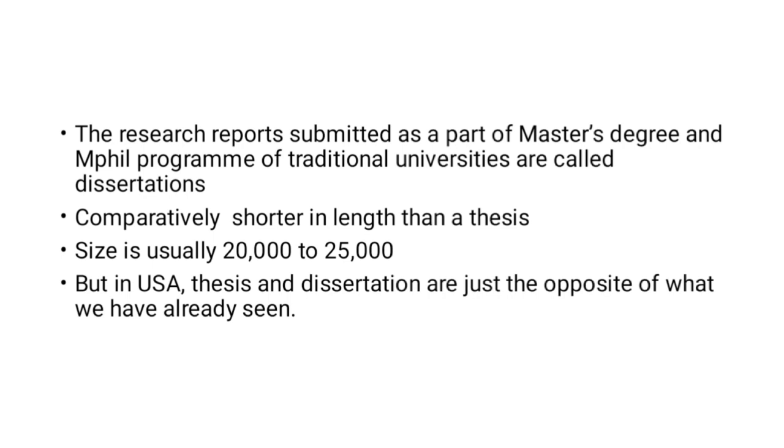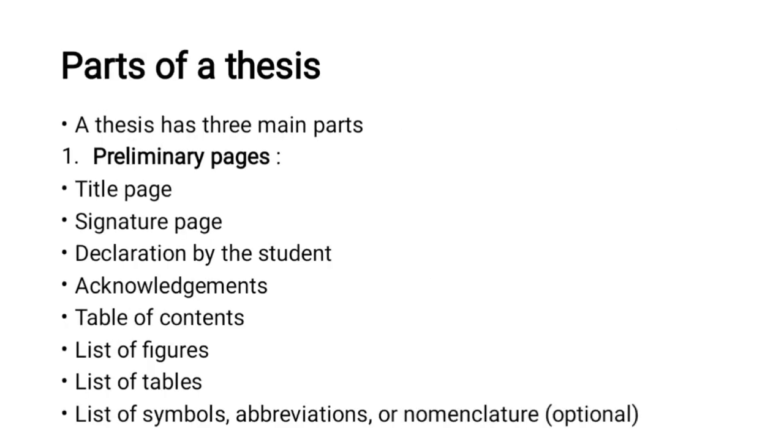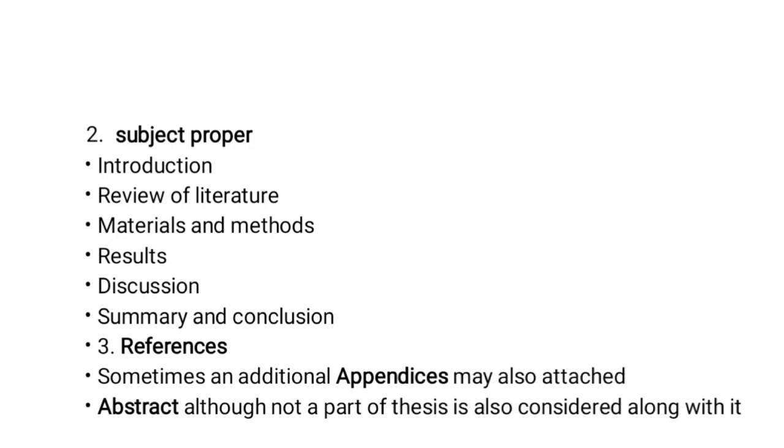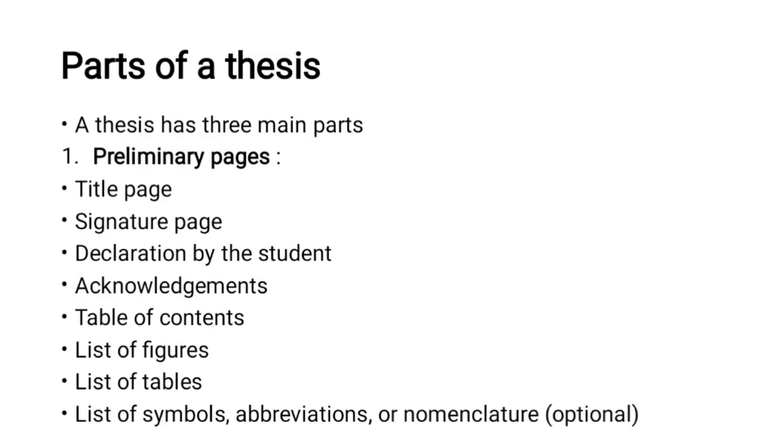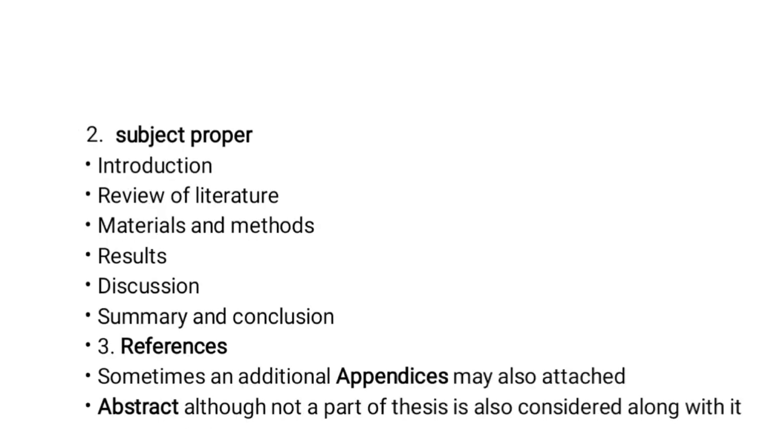But in the USA, thesis and dissertation are just the opposite of what we have already seen. Parts of a thesis. A thesis has three main parts: preliminary pages, subject proper, references. Preliminary pages consist of title page, signature page, declaration by the student, acknowledgements, table of contents, list of figures, list of tables, list of symbols, abbreviations or nomenclature. The subject proper section consists of introduction, review of literature, materials and methods, results, discussion, summary and conclusion.